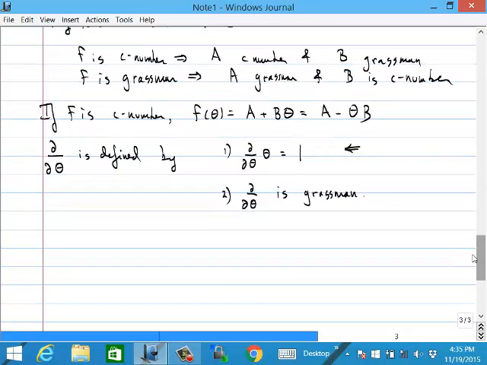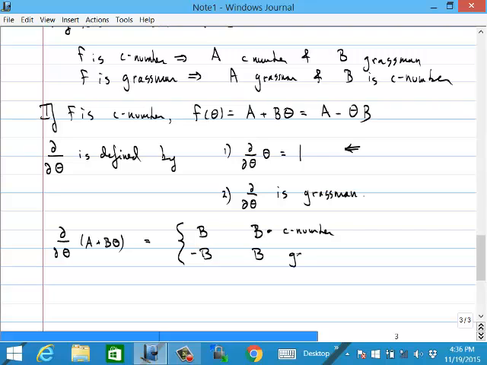So, for example, if you take an arbitrary function, a plus b theta, of a Grassmann number, and you take its derivative, then that's either equal to b if b is a C number, or it's equal to minus b if b is a Grassmann number.